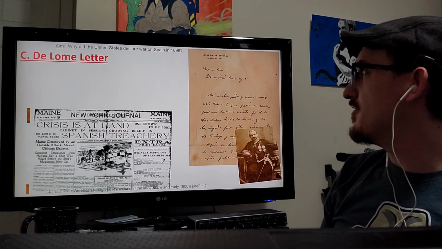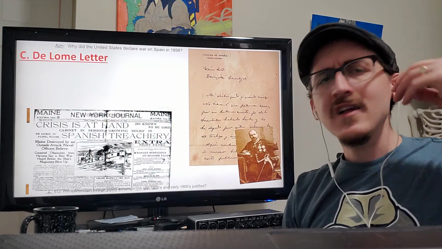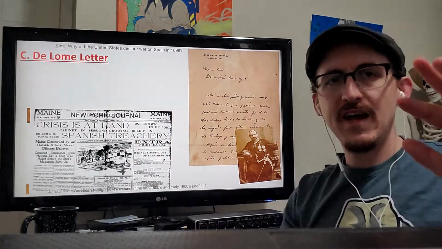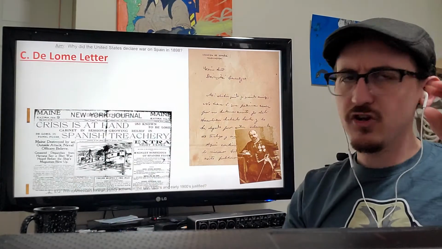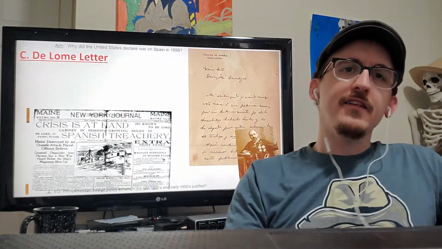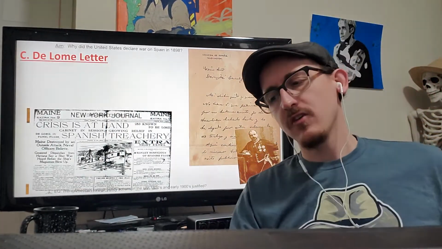We talked about this. The DeLome letter. So they're writing about the horrors in Cuba, and the American people are sympathetic now. But that's not the only thing that will get us into this war. Other things need to happen. There's two other things that happen.